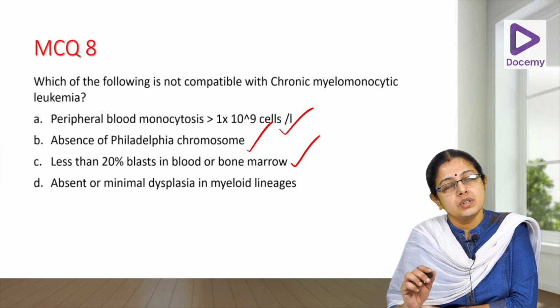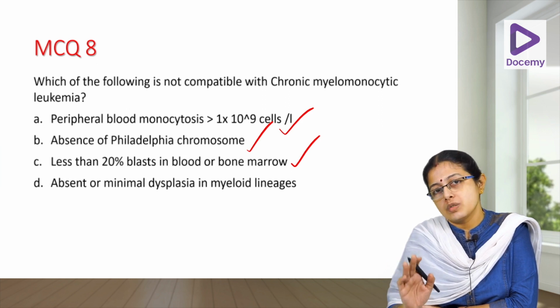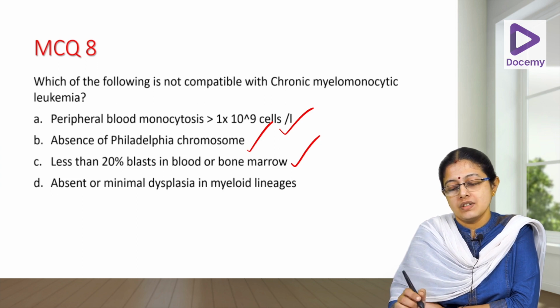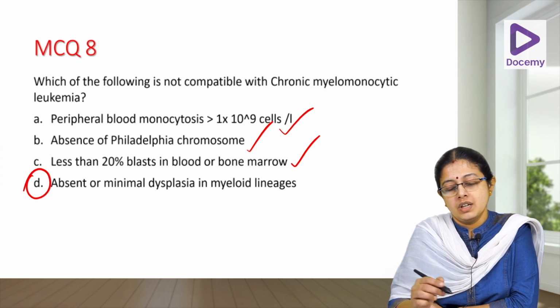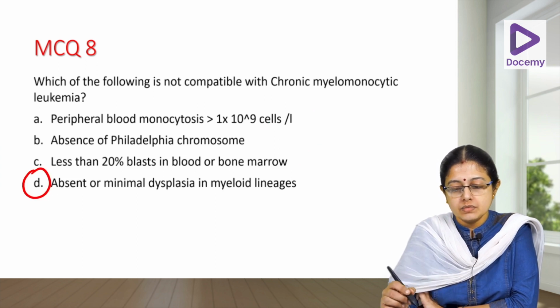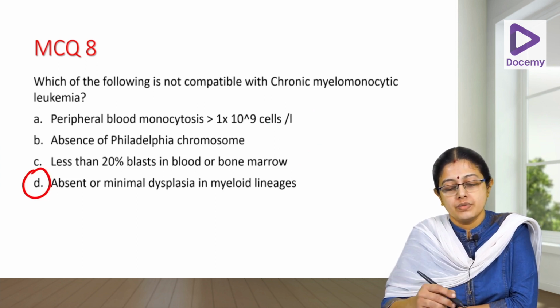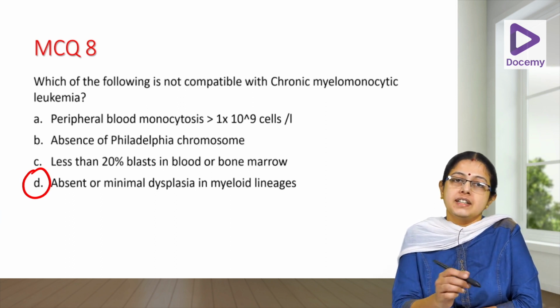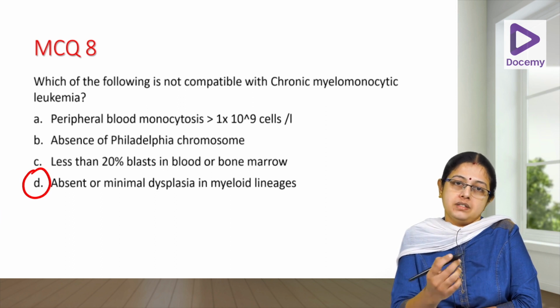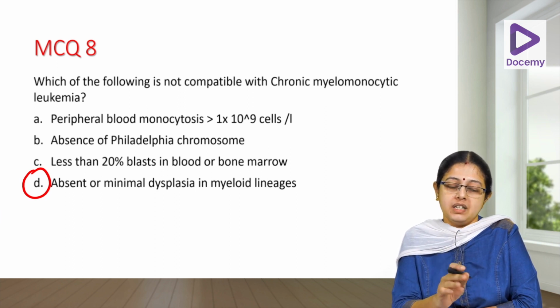More than 10% dysplasia in one or more cell lineages is essential for chronic myelomonocytic leukemia. So this is the option which does not match. With that, we come to the end of this leukemia class.